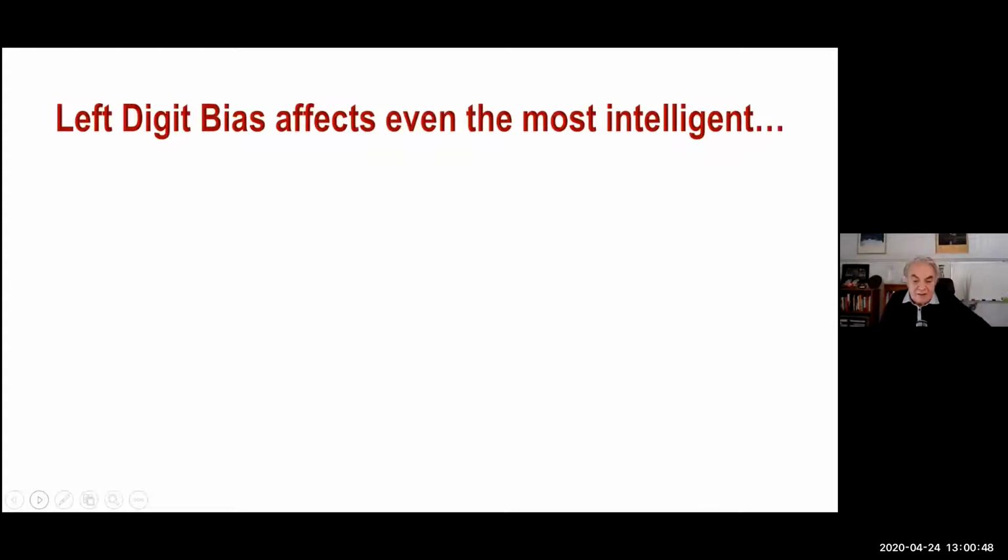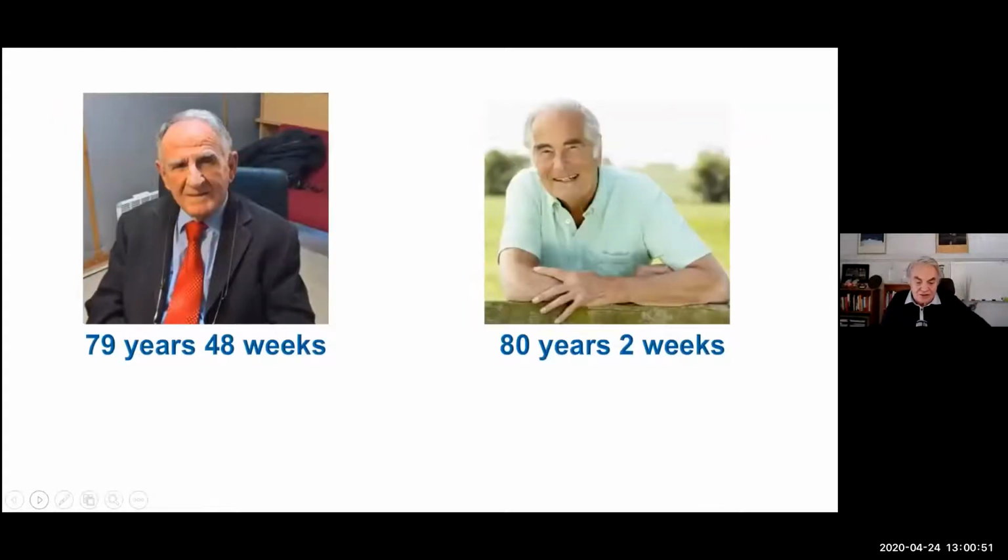Left digit bias affects even the most intelligent. We've all seen the $9.99 that's sometimes been used. Here's an example that actually comes from some of the most intelligent people, general practitioners. In an experiment that was only done last year, the general practitioners were given 2 types of patients. One patient who was 79 years and 48 weeks old, and another patient who was 80 years and 2 weeks old. Both of these patients were candidates for open heart surgery.